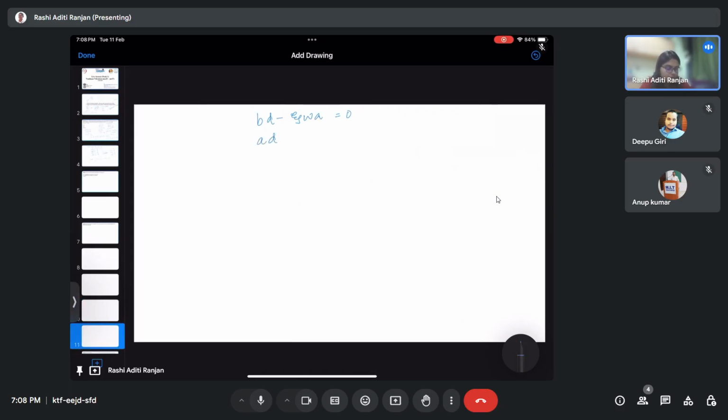A into d plus sin omega b is equals to f, correct? Squaring on both sides and then adding. What will I get? I will get d square into a square plus b square.